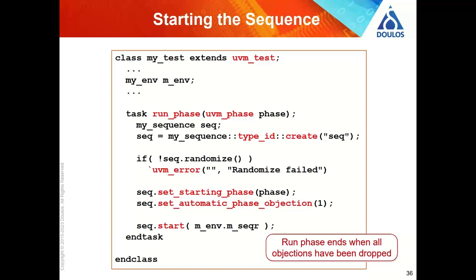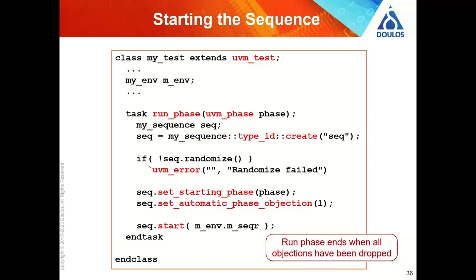So if we're running a sequence, then from UVM 1.2 onwards, the sequence itself can raise the objection when it starts and drop the objection when it finishes. So we don't have to do it ourselves. That's what set starting phase and set automatic phase objection do.